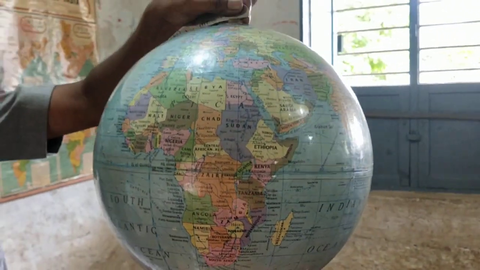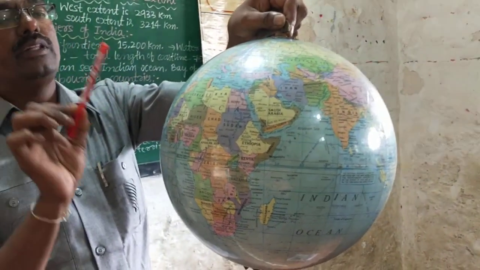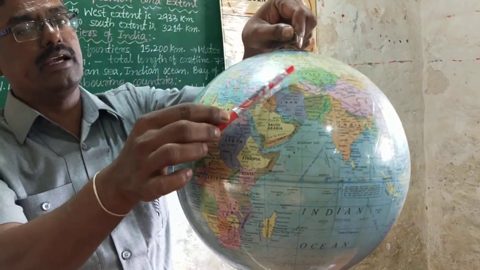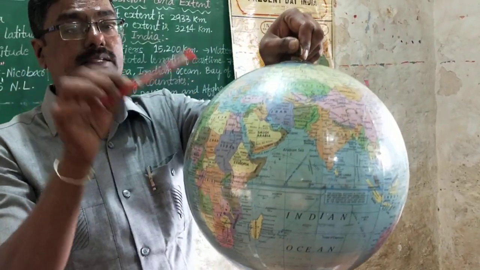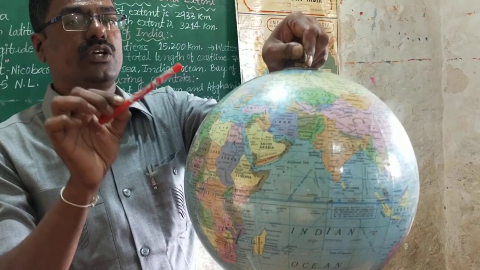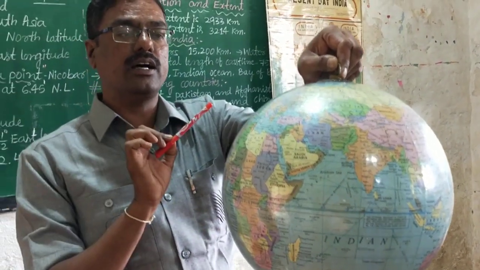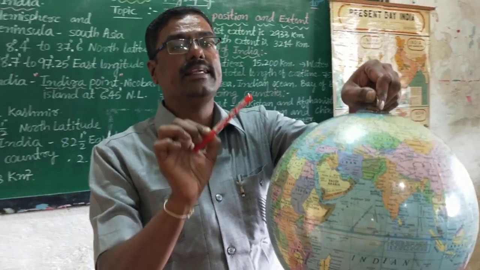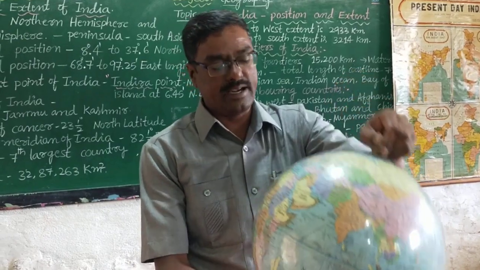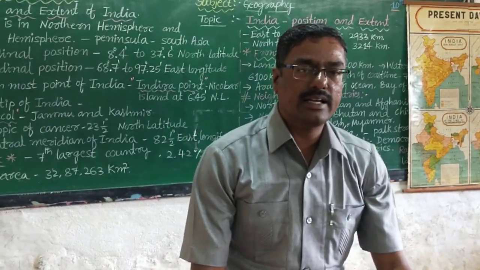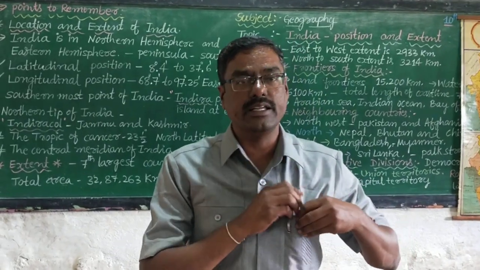Hence, geographically, India is located within both northern hemisphere and eastern hemisphere. India is a peninsula which is situated in Southeast Asia. What is peninsula? Peninsula means India has 3 sides of water, 1 side land. Now let us understand latitudinal and longitudinal position of India.